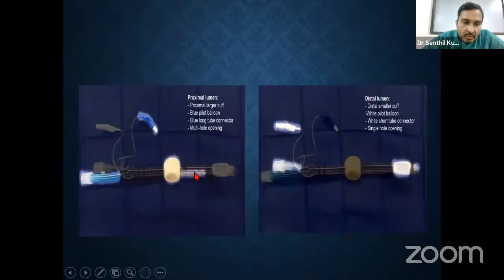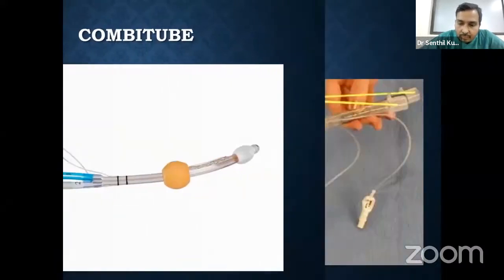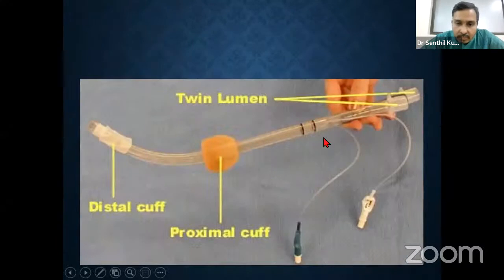One channel is the blue channel, with a blue pilot balloon, and it is between the two cuffs. The other channel is below the cuff, at the tip. So when there is a cannot ventilate, cannot intubate situation, we need not look for any other things. We can open the mouth and put the Combitube inside. It can go either into the esophagus or the trachea.